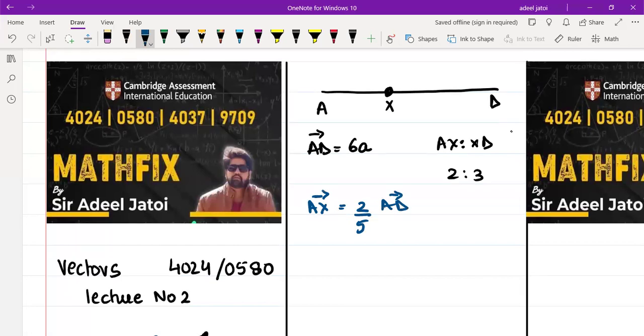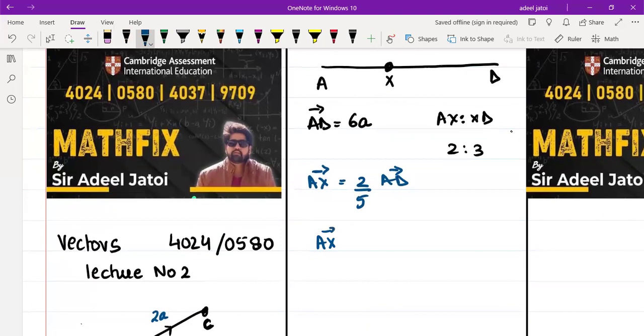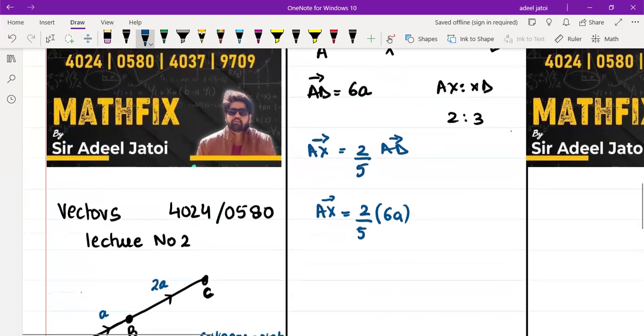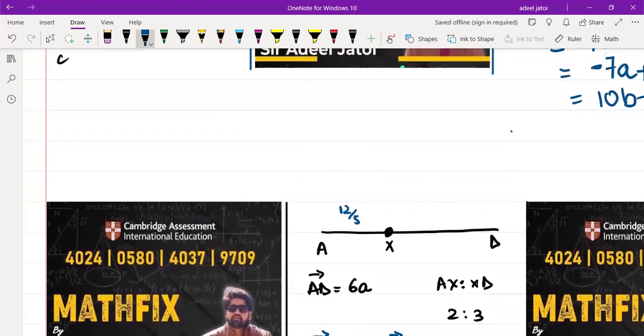AX will be 2 upon 5 of what? AD. When we add 2 and 3, we know that 2 plus 3 becomes what? 5. So finding out AX, it would be 2 upon 5 of what? AD. So AX is 2 upon 5, and what is AD? AD is 6A. So that means the ratio, this should be 12 upon 5A. So we can directly write down this as 12 upon 5A.